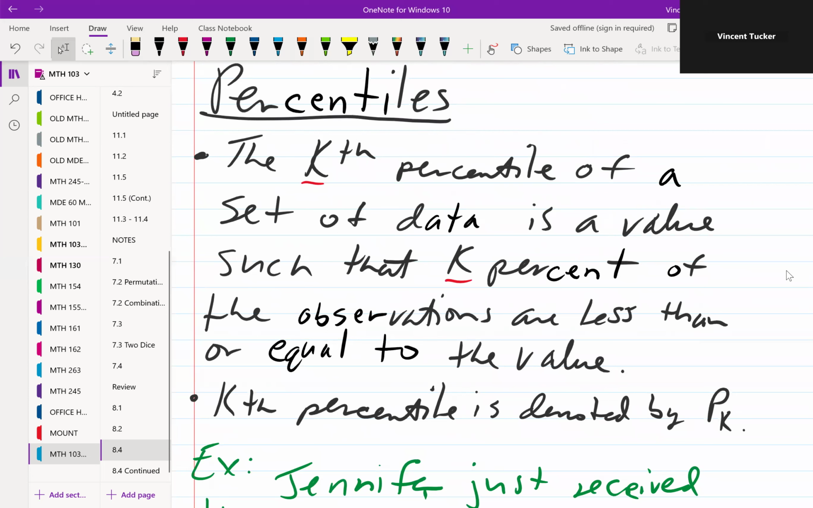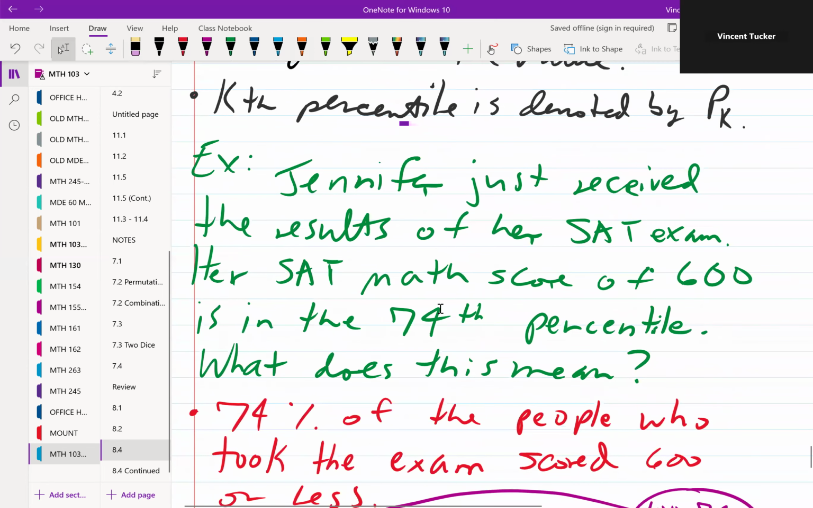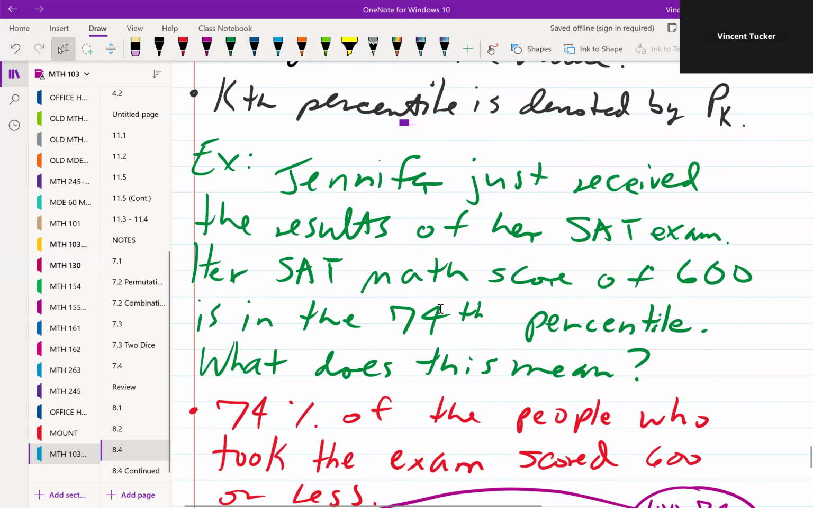All right, sample here. Jennifer just received the results of her SAT exam. Her SAT math score was 600, which is in the 74th percentile. What does this mean?